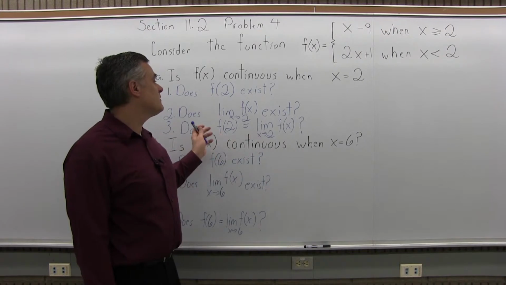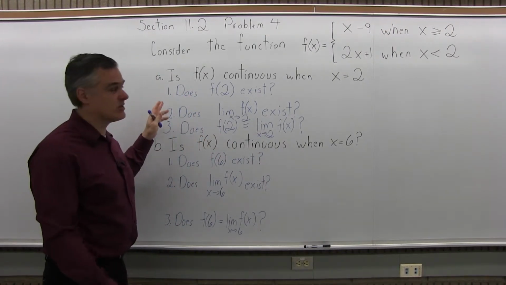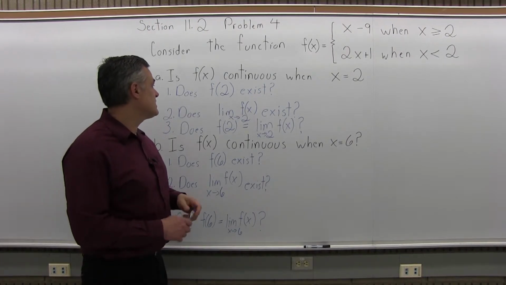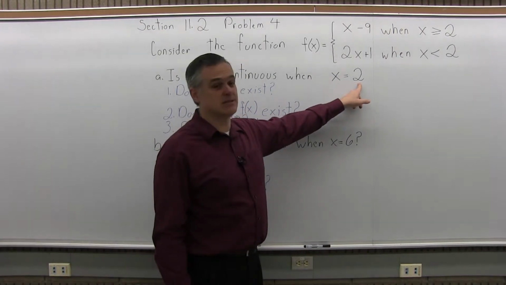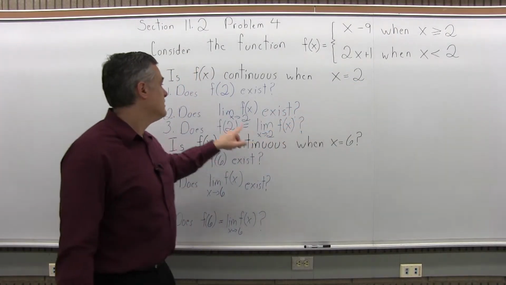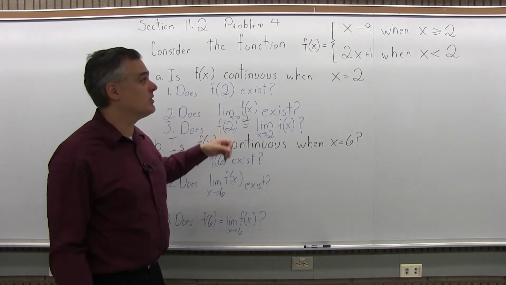So again, to determine if a function is continuous at any given point, you have to answer the same 3 questions that we always answer. So first, does f of 2 exist? And again, 2 because the question says, see if it's continuous at 2. The question is, can I put in a 2 in this function as an input and find an output?